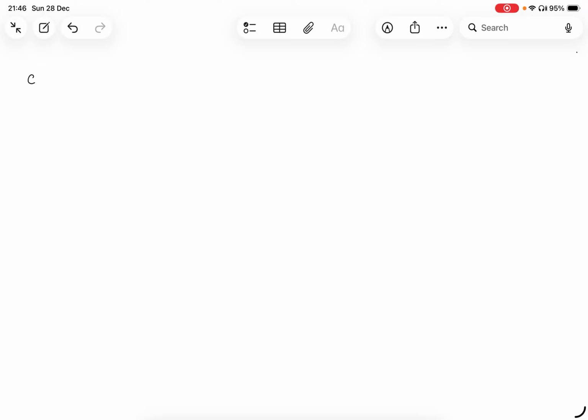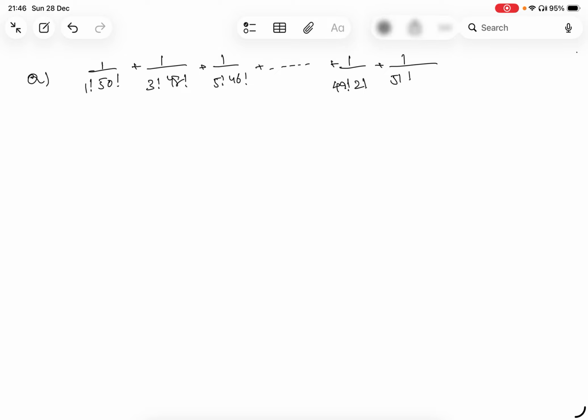Hello, let's solve a JEE problem. Given: 1 by 1 factorial into 50 factorial, plus 1 by 3 factorial into 48 factorial, plus 1 by 5 factorial into 46 factorial, and so on, plus 1 by 49 factorial into 2 factorial, plus 1 by 51 factorial into 1 factorial. Right? So let's start solving the question.